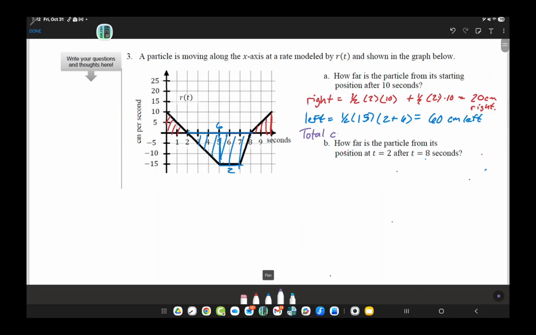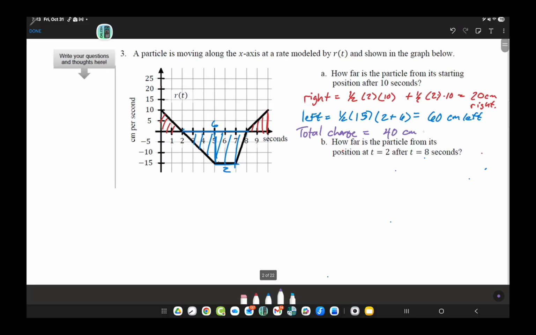So the total change would be what? 40 centimeters to the left.